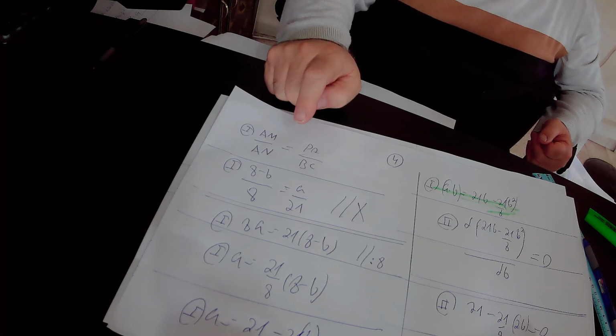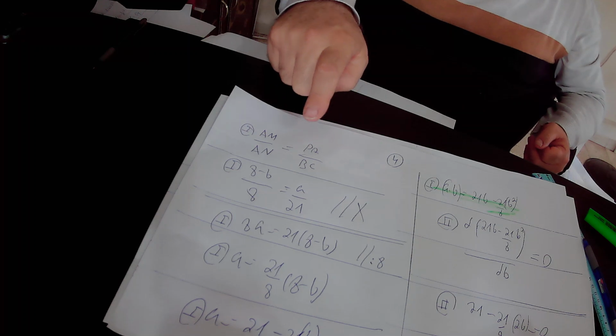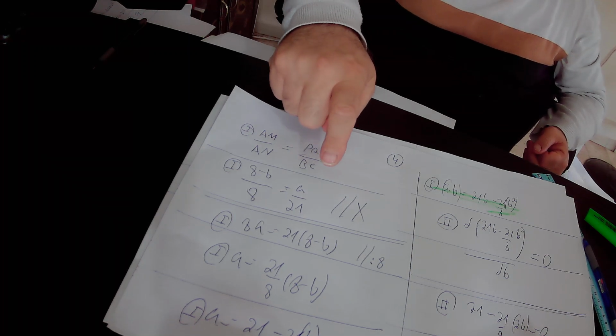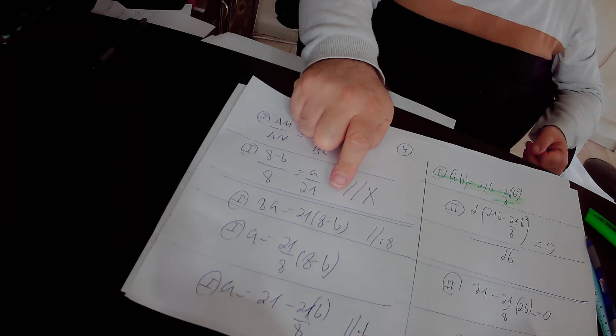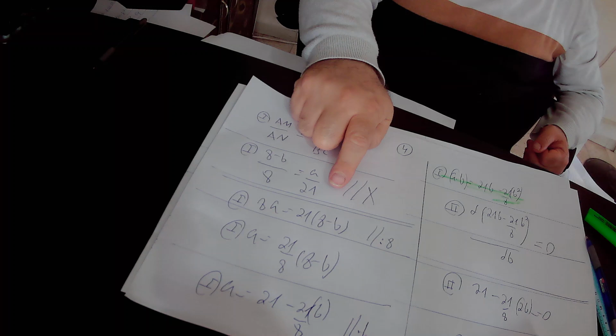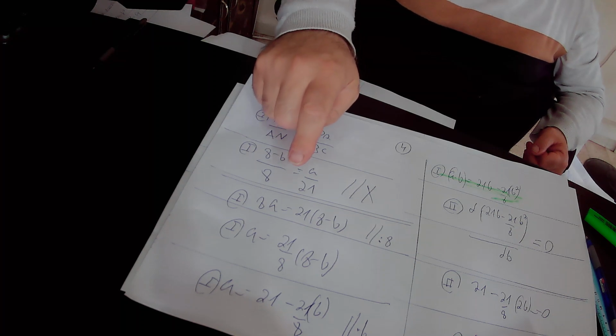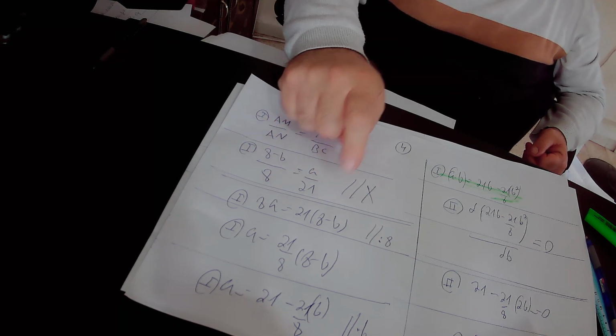over 21. Here, of course, multiplying this equation, equation 1, we finally found that 8 times A equals 21 times 8 minus B. Here we divided equation 1 by 8, and finally found that A equals 21 over 8 times 8 minus B.